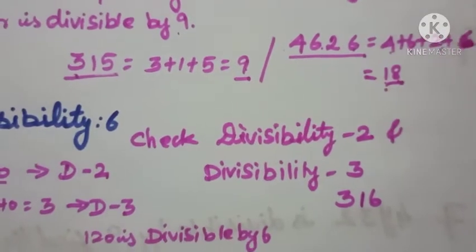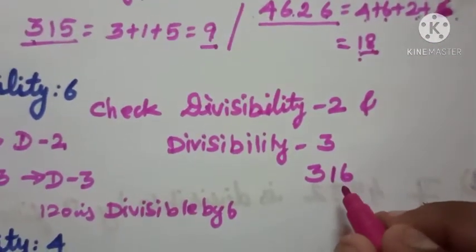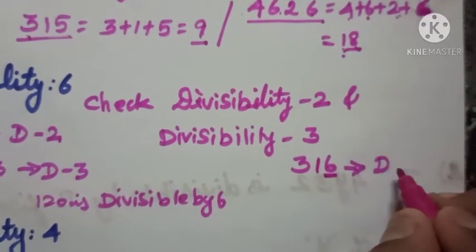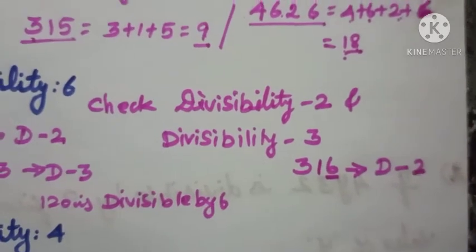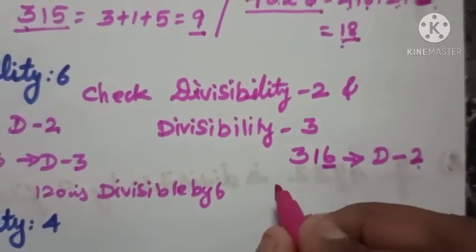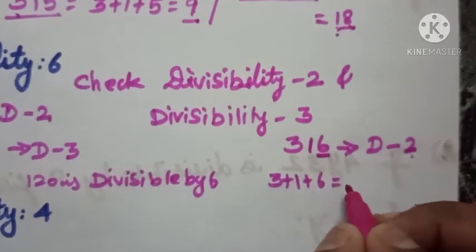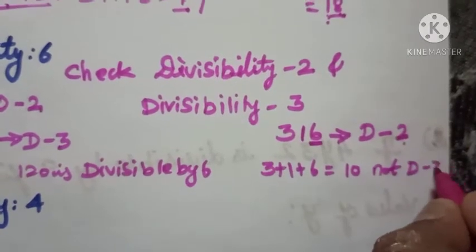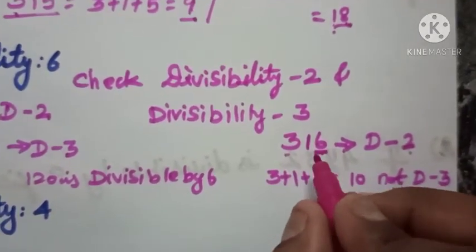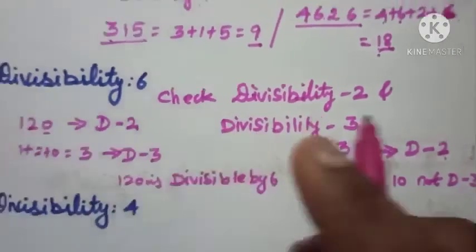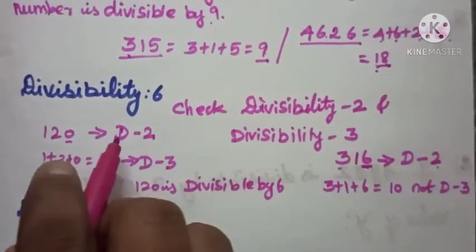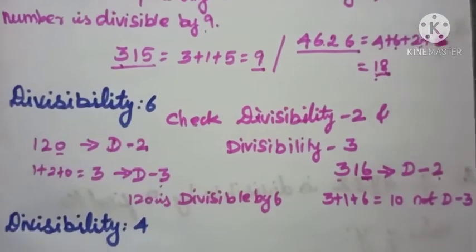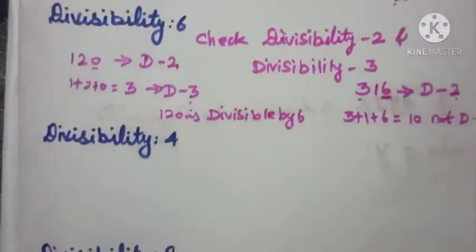316: the number ends with 6, which is an even number, so it satisfies divisibility rule 2. But 3 plus 1 plus 6 is equal to 10, so it does not satisfy divisibility by 3. So 316 is not divisible by 6. Only when a number satisfies both divisibility rule 2 and 3 can we say that the number is divisible by 6. Okay, next, divisibility by 4.